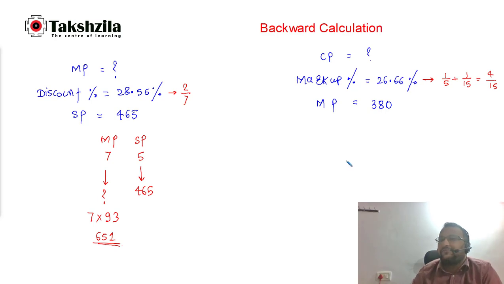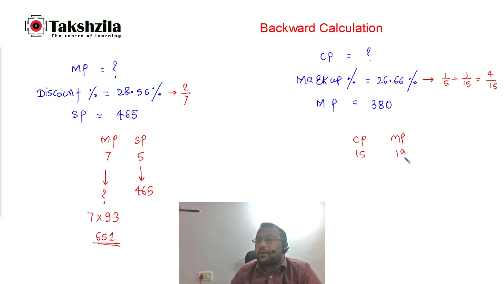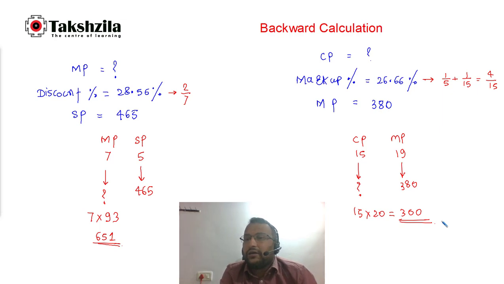So it means if the cost price is 15 rupee, then we are going to increase it by 4 rupee. It means mark price becomes 19 rupees. But in actual, this 19 represent 380. So this 15 represent how much? It is 15 into 20, that is equal to 300 rupees. So the cost price over here is 300 rupees. This is how we can apply these fractions and percentage equivalent in this backward calculation process.